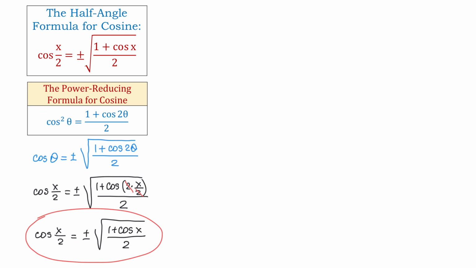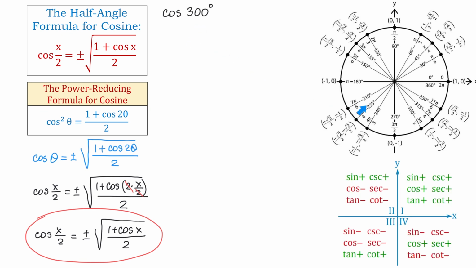For example, let's say we have cosine of 300 degrees. This angle lies in quadrant 4, and in quadrant 4, cosine is positive. Therefore, in front of the radical, we will have a positive sign. So we will have positive square root of 1 plus cosine of double angle, which is 600 degrees, all over 2. And eventually, if we simplify more, this expression will be equal to 1/2.